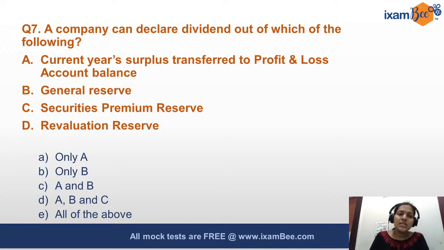Okay, this is a question related to dividend. A company can declare dividend out of which of the following: the current year surplus which has been transferred to the profit and loss account balance, the general reserve, the Securities Premium Reserve, or the Revaluation Reserve. So from which of these balances can a company use to declare dividend?